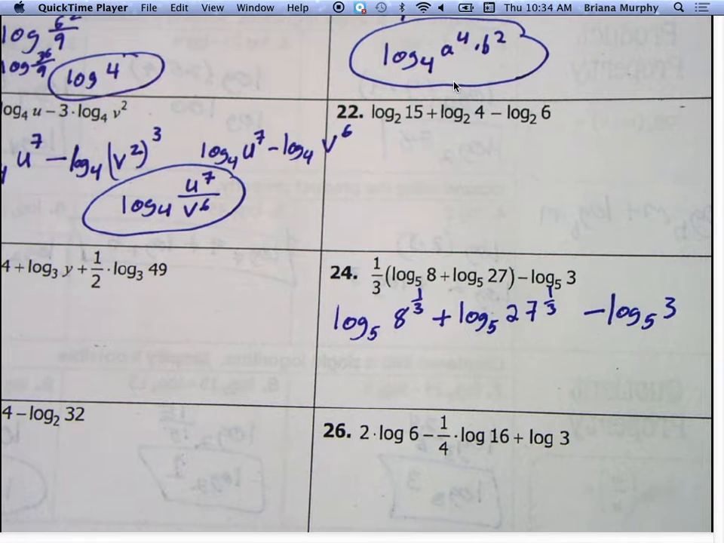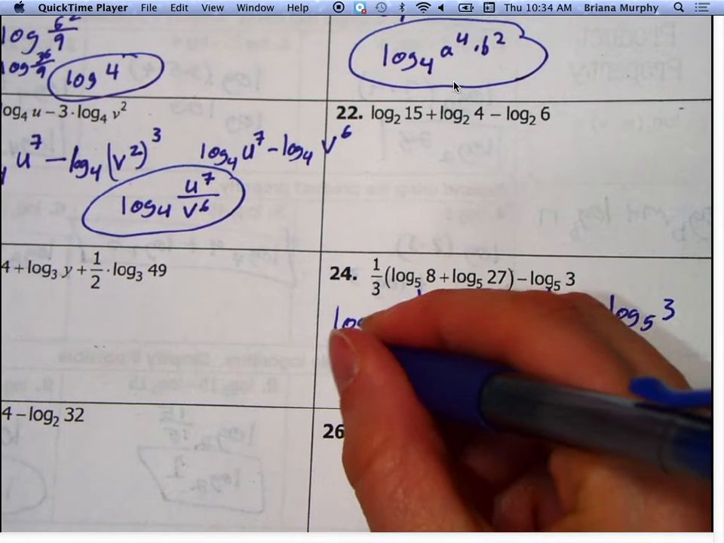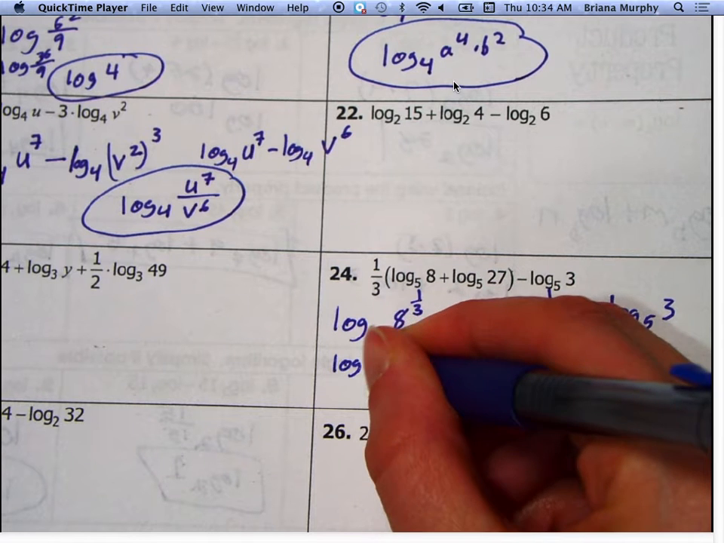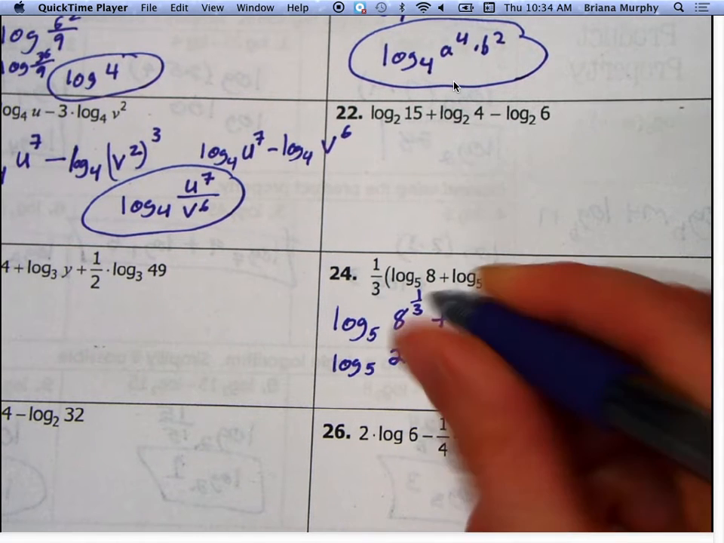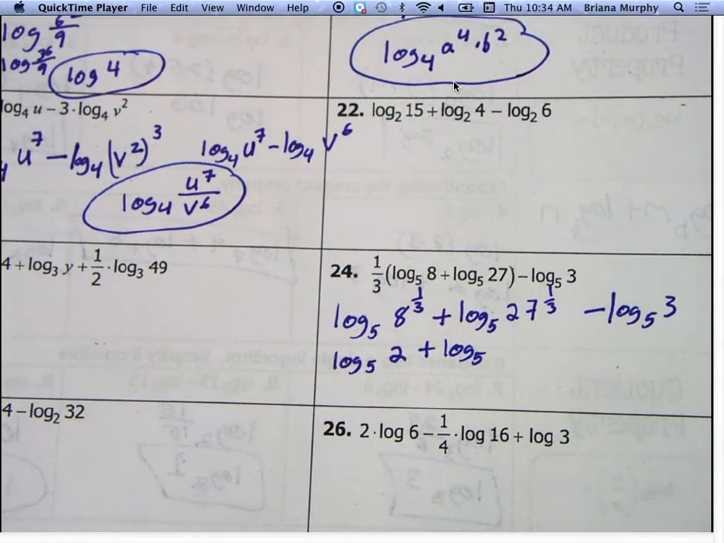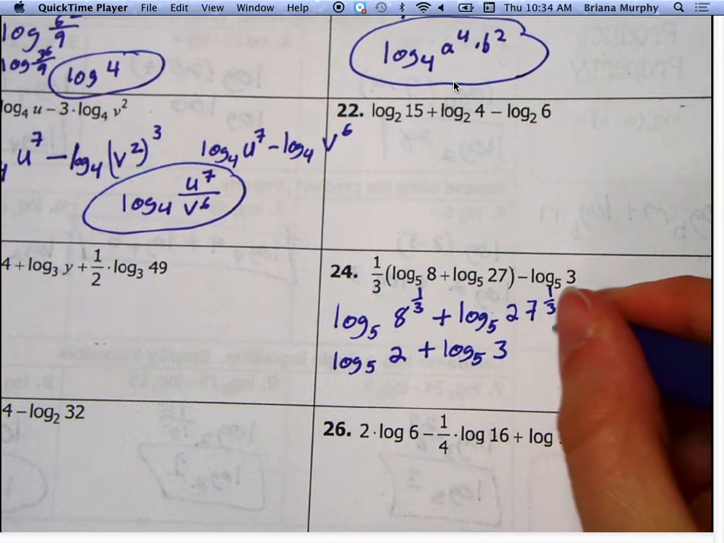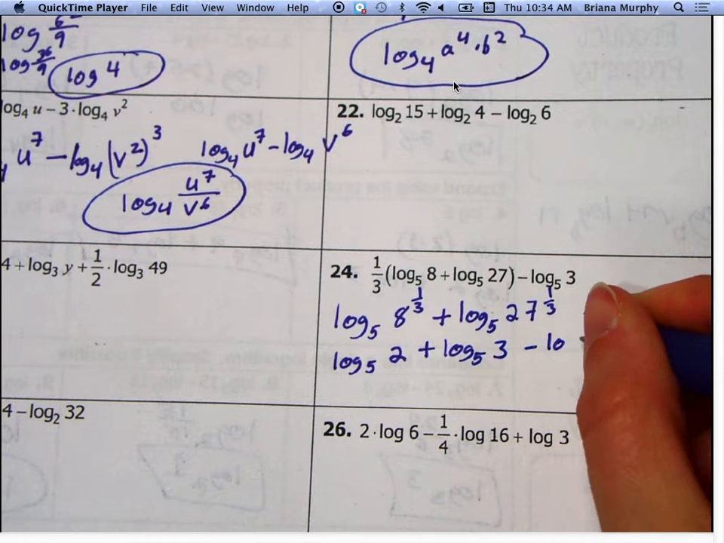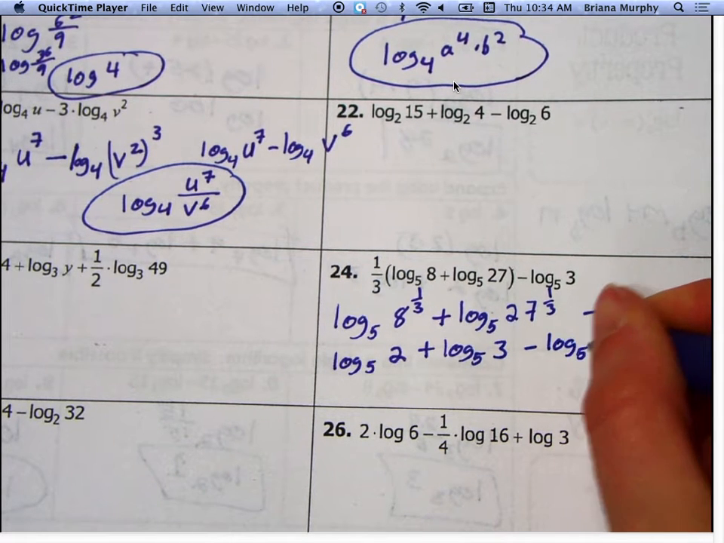Now, what times what gives me 8? 2. So we get log base 5 of 2 plus log base 5 of what times what gives me 27? 3. Minus log base 5 of 3.